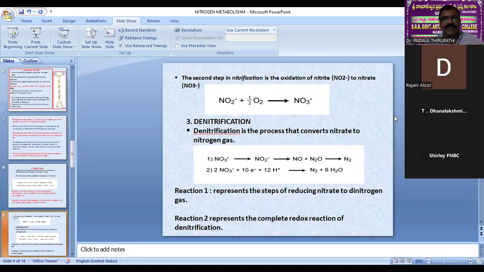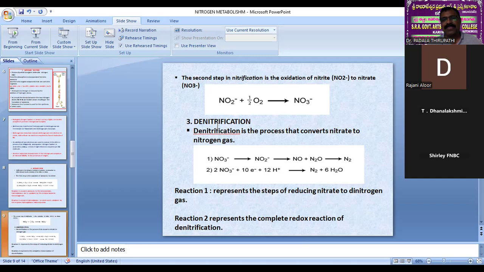Okay, very good. Then the second step of nitrification is the oxidation of nitrite into nitrate. The first one is the catalytic process, hydroxylamine into nitrite. Then the second step of nitrification is the oxidation process. In this oxidation process, nitrites are converted in the presence of oxygen. Oxidation means utilization of the oxygen atom or oxygen molecule. So in this process, the nitrite is converted into nitrates. This is the second stage.